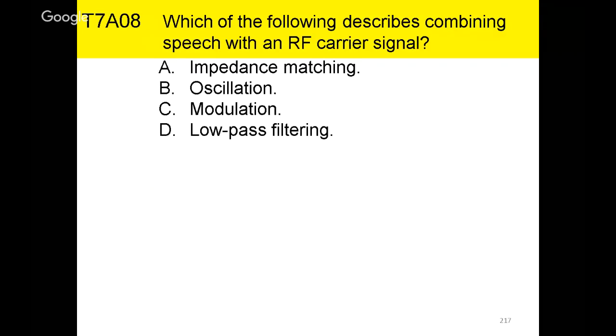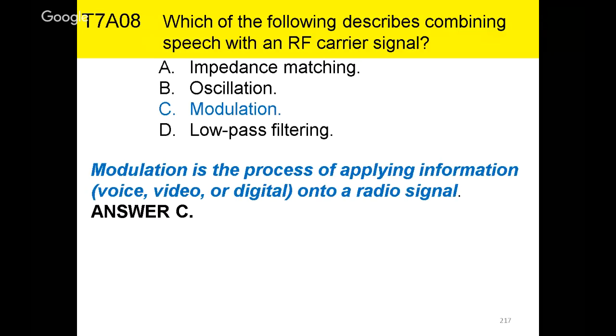Which of the following describes combining speech with an RF carrier signal? Well, we've been talking about this. Not too hard to figure out, but your answer is C, modulation. It's the process of applying information, be it voice, video, or digital, onto a radio signal. When you transmit, you modulate. You create sidebands, upper sideband and lower sideband, particularly when you're doing amplitude modulation. So modulation is the methodology of applying information or speech to an RF carrier.